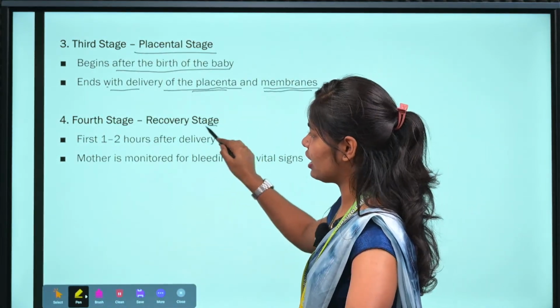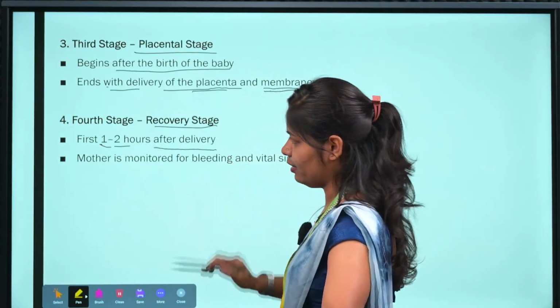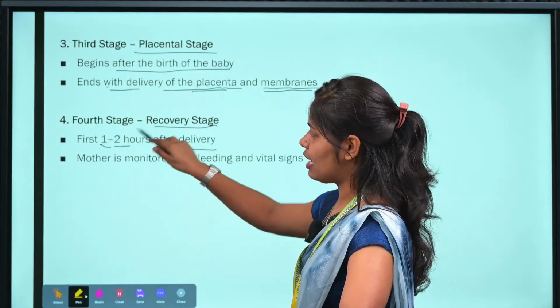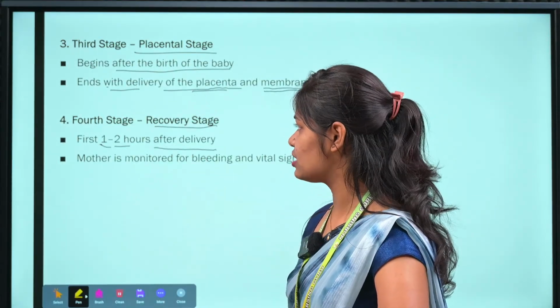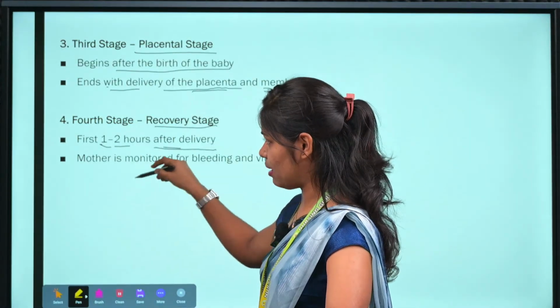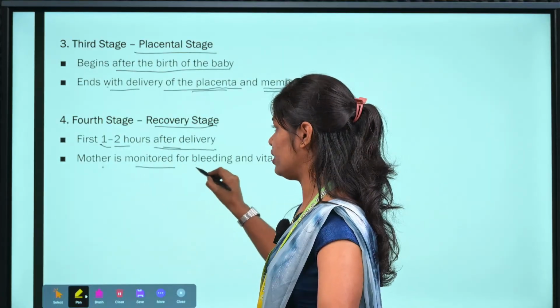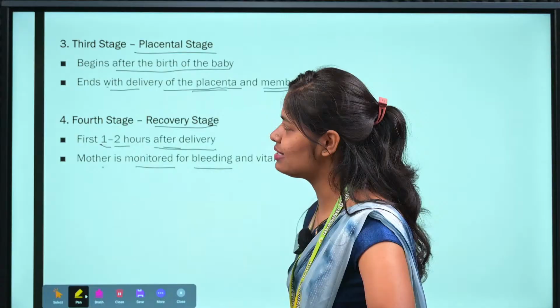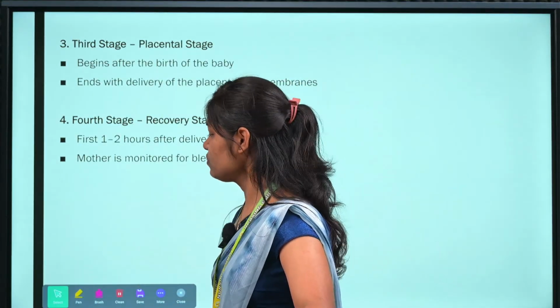Fourth stage, recovery stage. For 1 to 2 hours after the delivery, it starts with the observation or recovery phase, which we will call the fourth stage. Here the mother is monitored for bleeding and vital signs. These are all the 4 stages of normal labor.